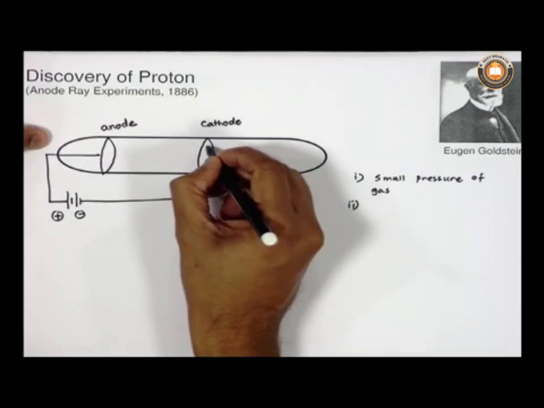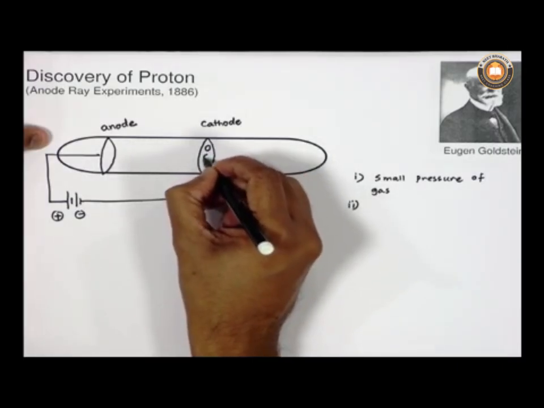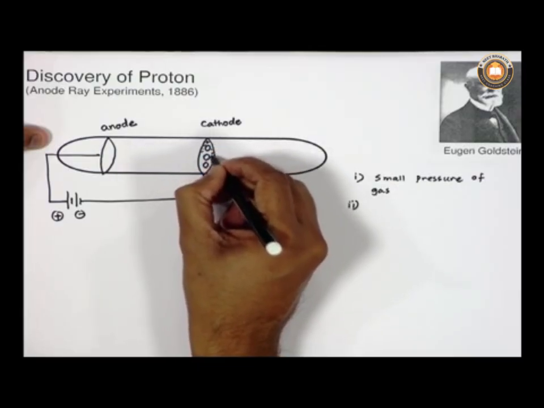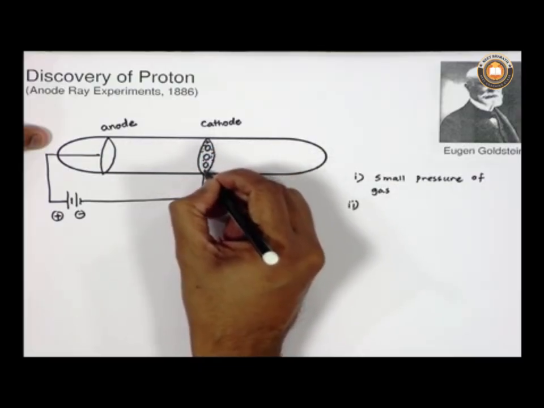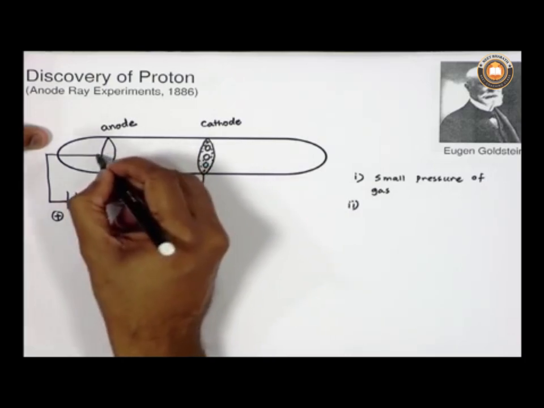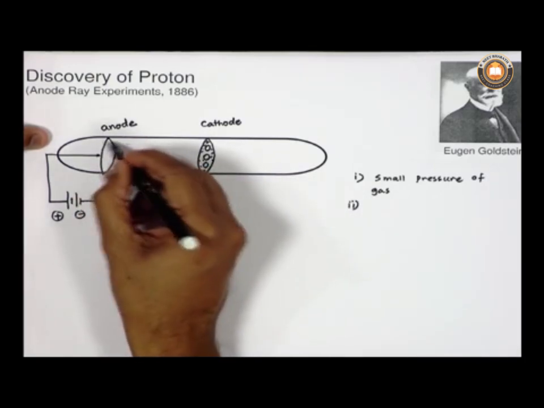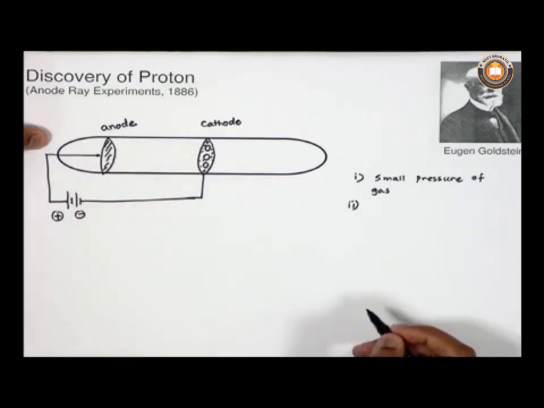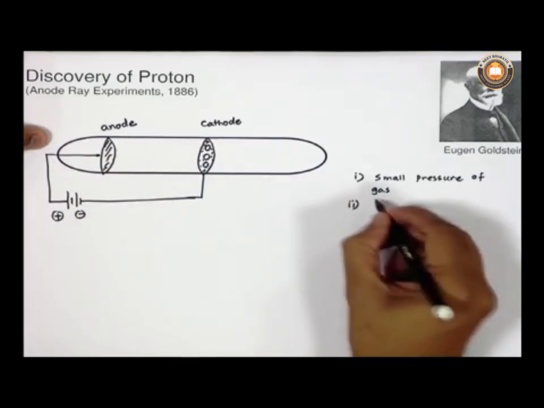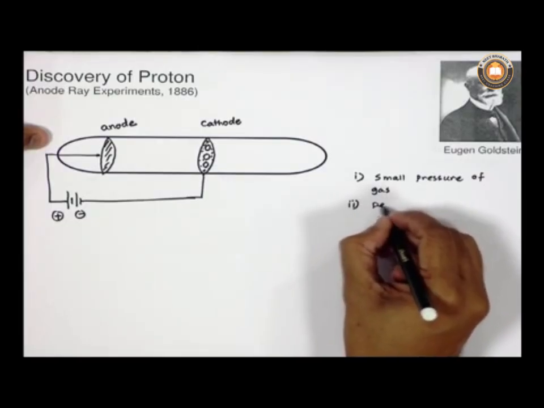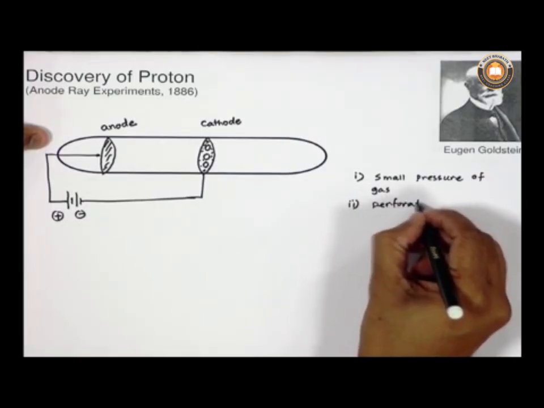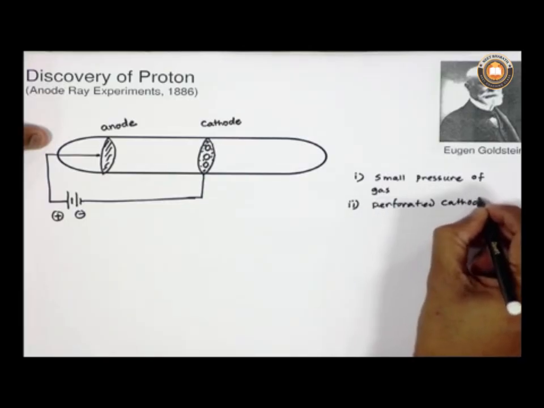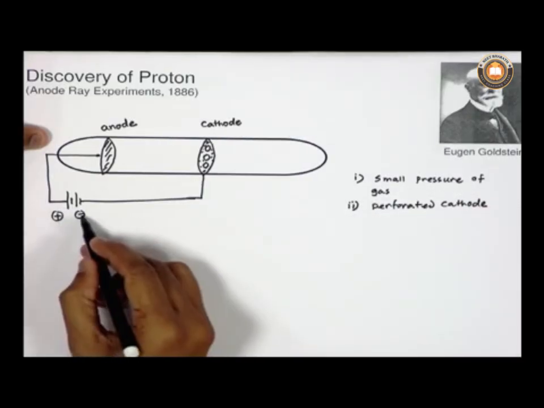What is done is that we have used a perforated cathode. I am drawing 3 holes here, and this is my anode plate. So, the second change is that we have used a perforated cathode, and we are applying high voltage.